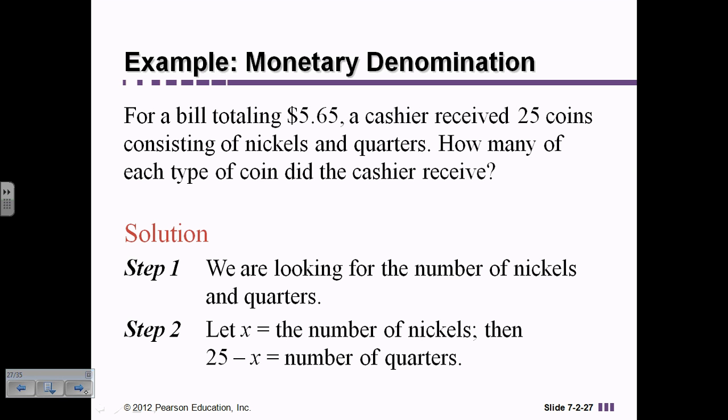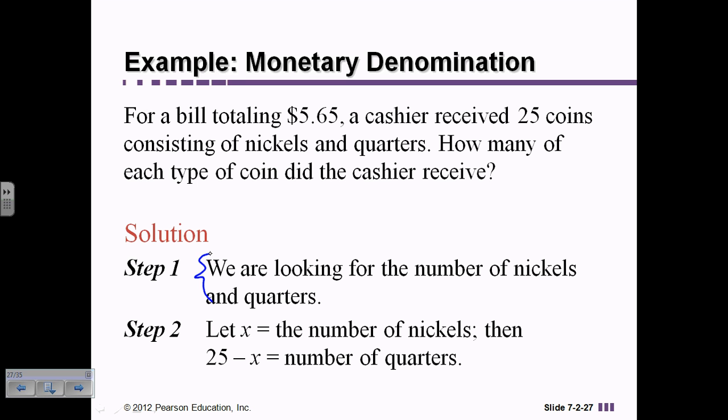So here we have an example. We have a bill totaling $5.65. The cashier received 25 coins that consisted of nickels and quarters. So they want to know how many of each type did you get. Okay, so we're looking for how many nickels and how many quarters.